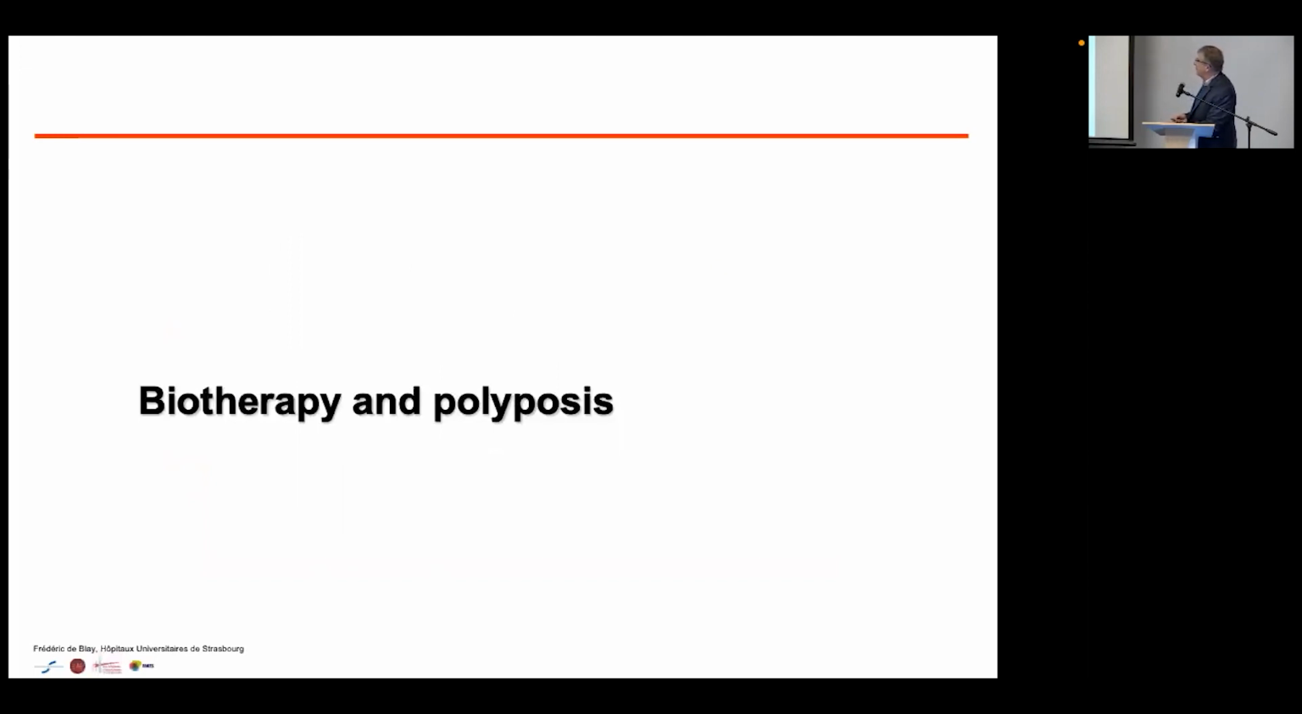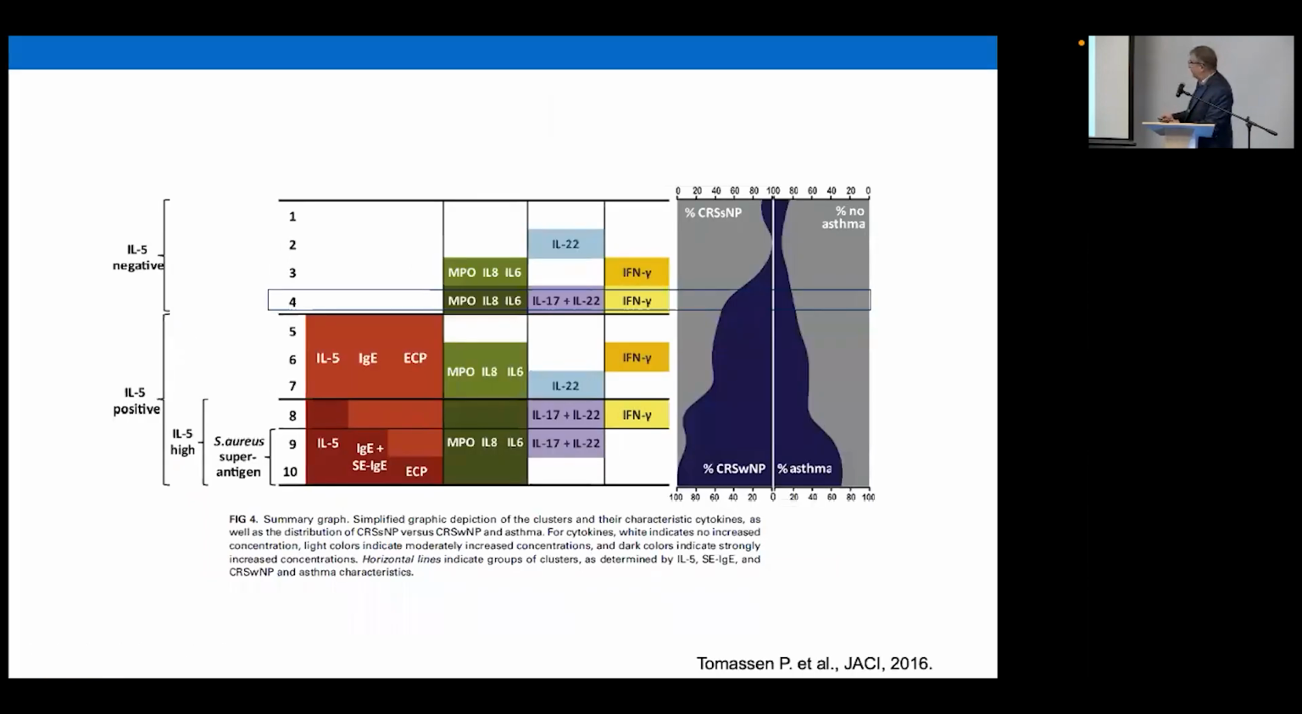It's about biotherapy and polyposis. I like this study very much. It's a Belgian study from Ghent, the Bachert study, and I think you are doing exactly the same in Colombia, phenotyping people with nasal polyposis. And you can see this is all the phenotype.